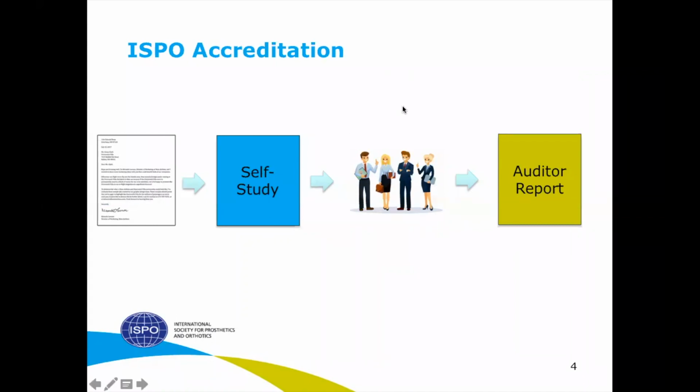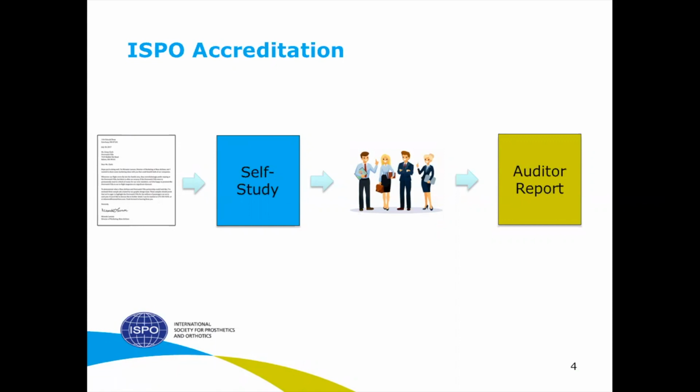So to put the auditor reporting tool into some frame of reference, the auditor report is really just one piece in this overall ISPO accreditation process. And although it is one piece, it is very important, as it is the point in the process where a major analysis of the program occurs.